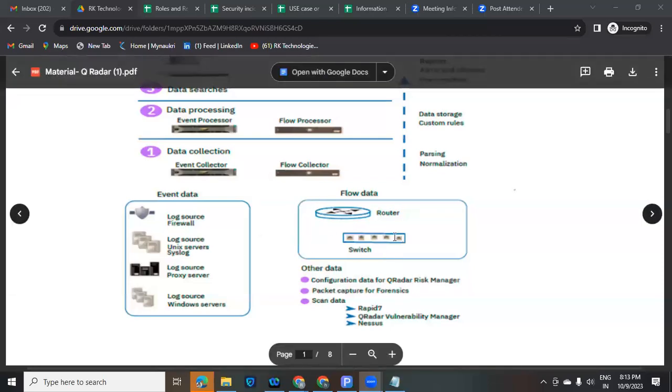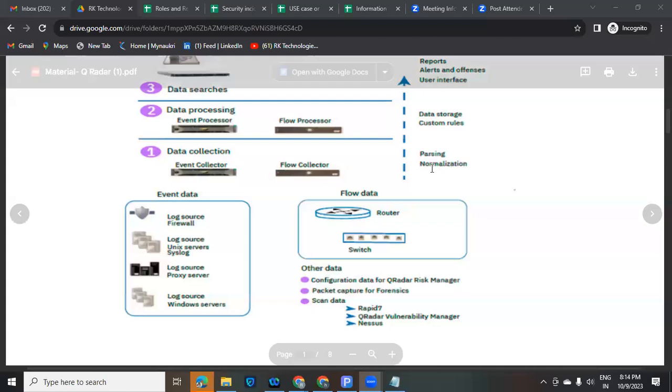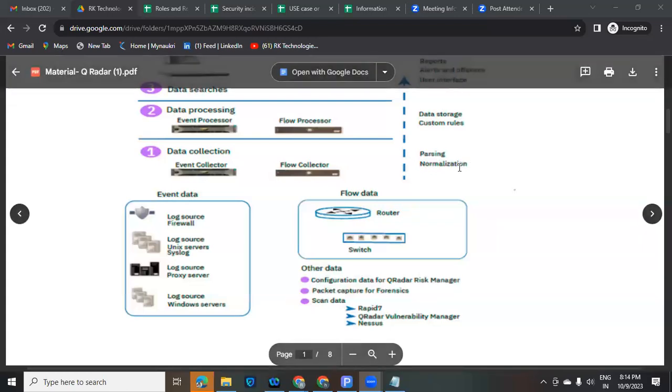For flow data, we have to use the span or mirror method. For example, you can see one router and one switch. In this router and switch, one of the interfaces we have to configure as a span or mirror interface. That interface we have to give to the flow collector. The flow collector will collect the flow data using the hardware collector method, and the event collector will collect the respective logs from the different types of log sources. Then it will complete parsing, normalization, and aggregation.